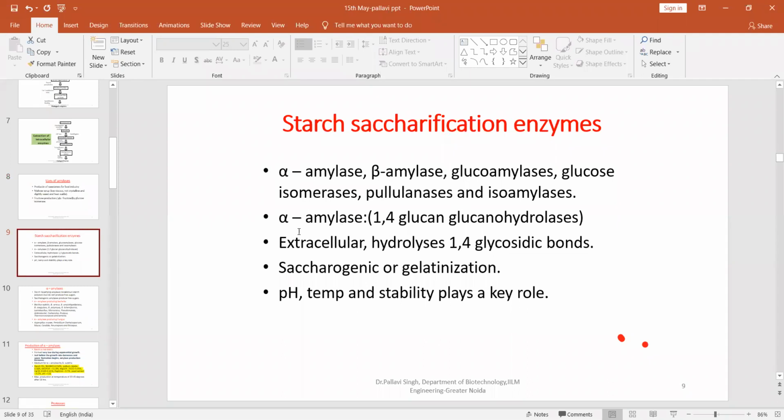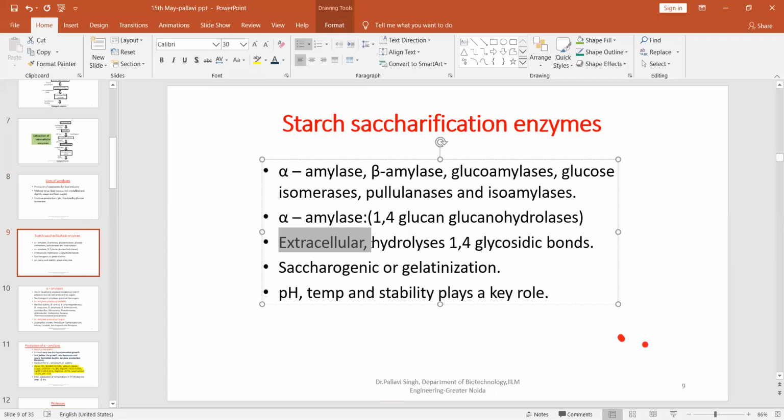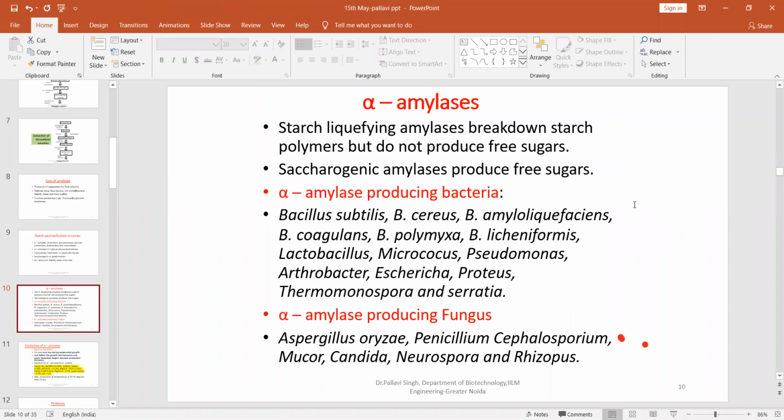And these amylases, if I talk about their nature, they are extracellular, they get produced in the broth, and they have the feature to break down the starch by hydrolyzing 1,4 glycosidic bonds between different carbohydrate moieties. And alpha amylases catalyze saccharogenic reactions. I further explained the various bacteria and fungi.